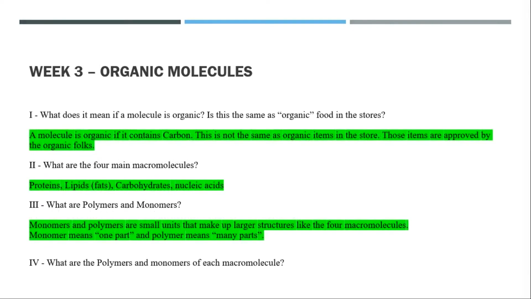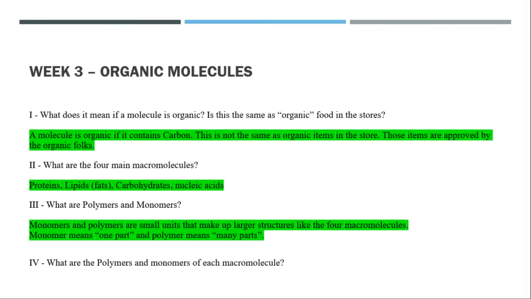So a molecule that's organic has mostly carbon. Now this isn't the same as organic stuff in the store, even though that's probably going to contain a lot of carbon too, but they are different. And remember the root word in organic. It's the same root word in organism, because most living things are carbon-based organisms.